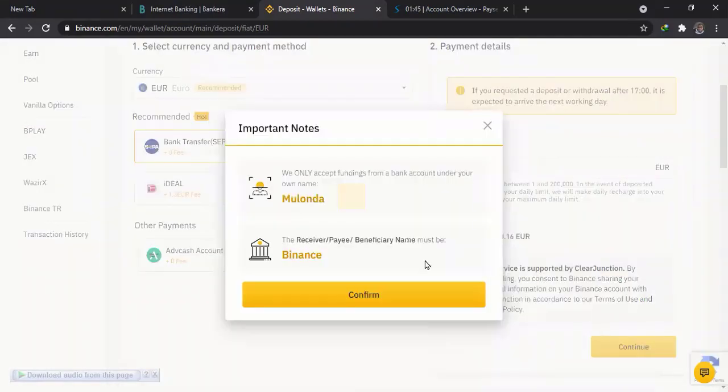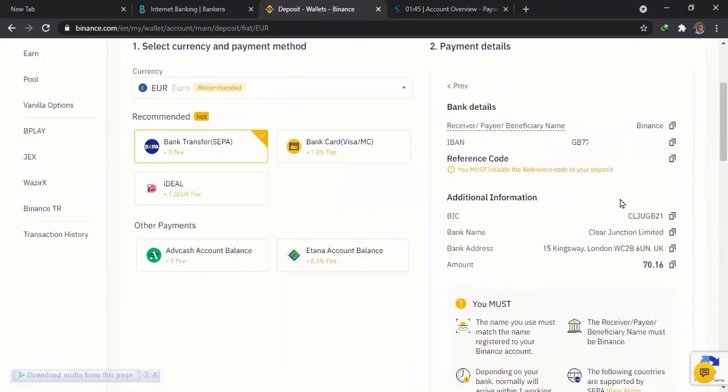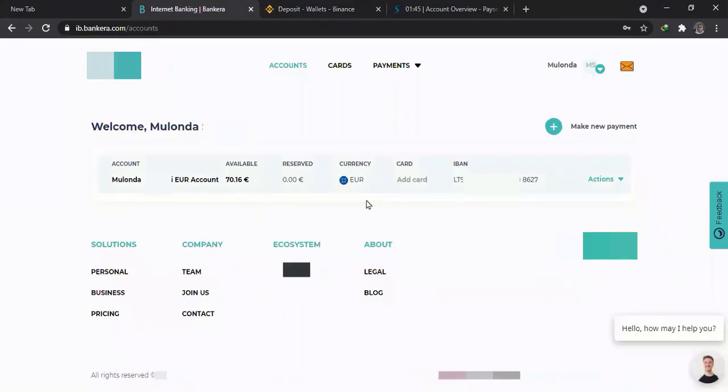Once you've clicked on continue, it brings you to this screen to say we only accept funding from a bank account under your own name, Mr. Mulos, and the receiver has to be Binance. So you can confirm that. Once you've confirmed that, it gives you the beneficiary details. The beneficiary name is Binance. It gives you the Binance IBAN. It gives you a reference code which must be included in your deposit. It gives you the SWIFT code, address, and all those other things. So I just need to copy the details. This is my European bank account, which allows SEPA transfers and also allows cryptocurrency deposits and withdrawals.